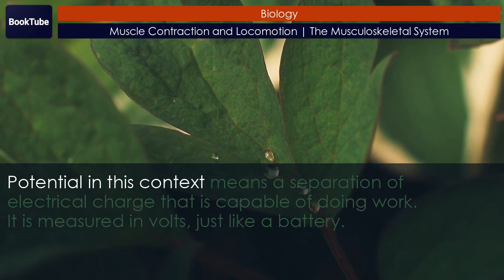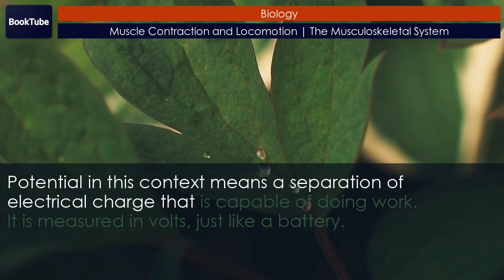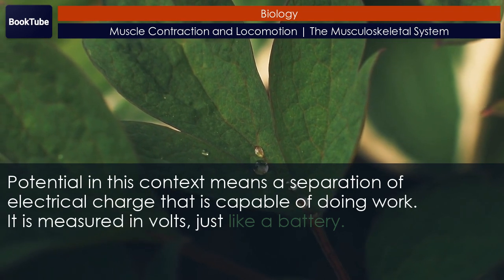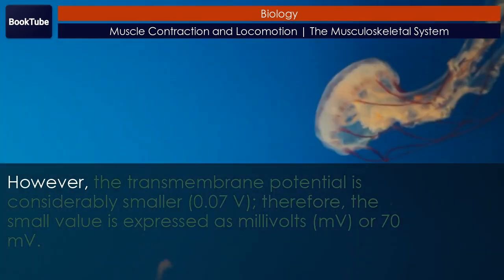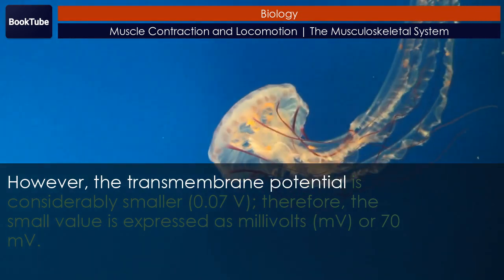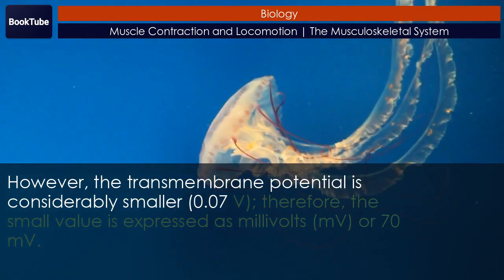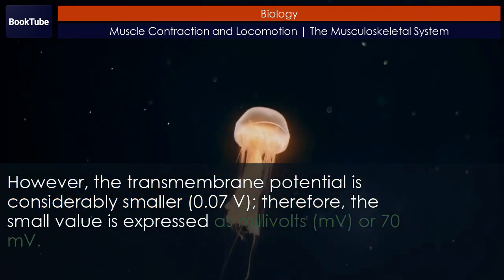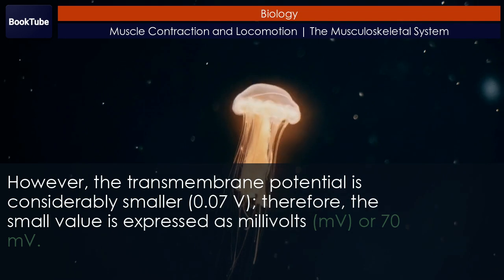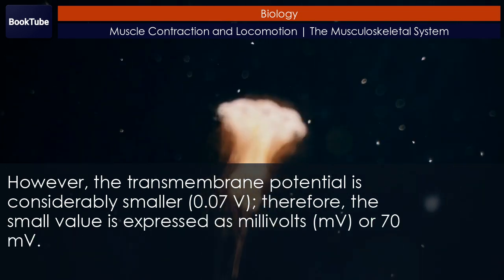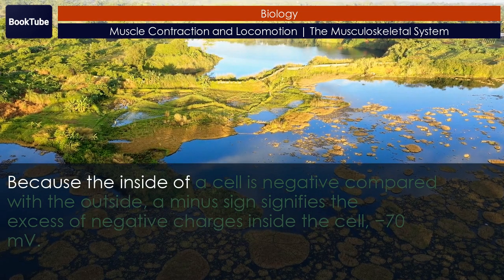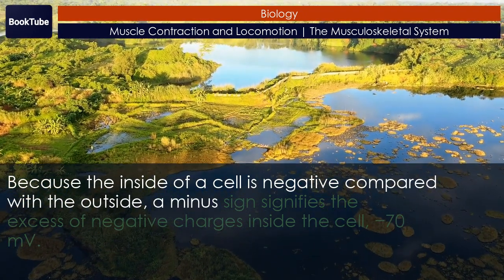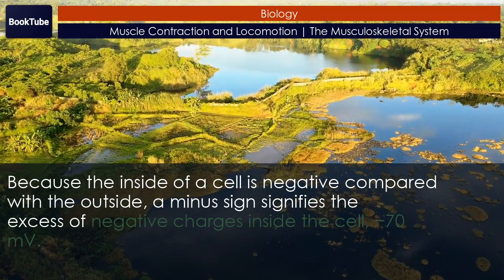Potential in this context means a separation of electrical charge that is capable of doing work. It is measured in volts, just like a battery. However, the transmembrane potential is considerably smaller, 0.07 volts. Therefore, the small value is expressed as millivolts, mV, or 70 millivolts, because the inside of a cell is negative compared with the outside. A minus sign signifies the excess of negative charges inside the cell.